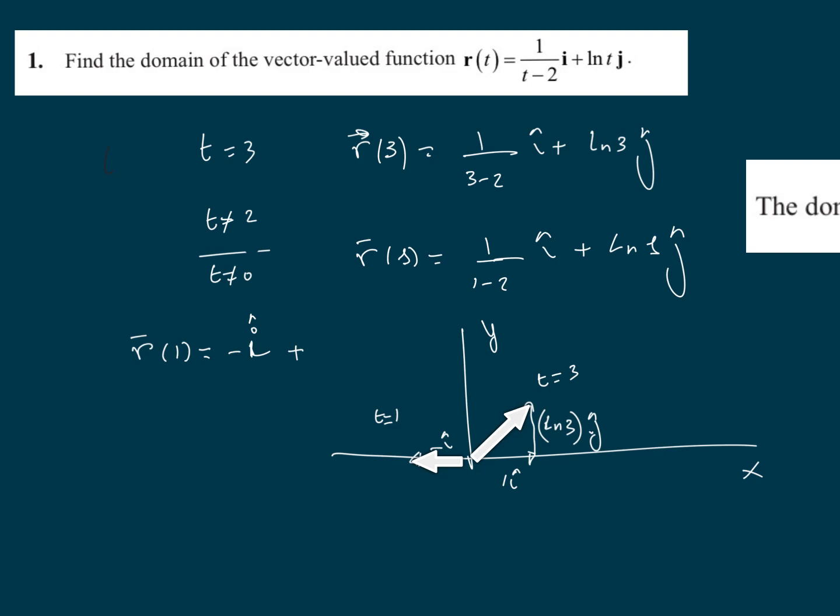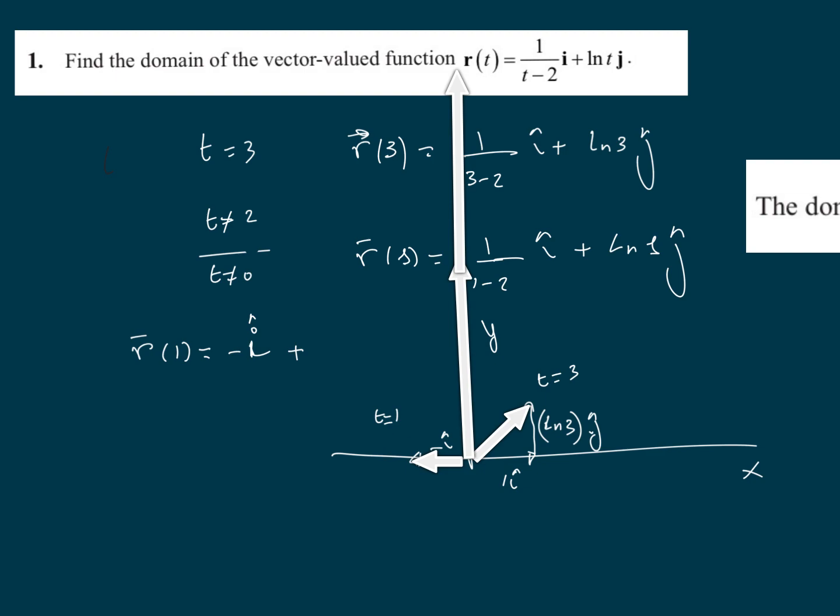What happens when t goes to infinity? When t is very, very large, 1 divided by infinity is 0, and the natural log of something very big is something very big. So the vector r at infinity will be 0 for the x component and very big for the y component. So the vector would be something like this, only j component. Okay? Very, very large vector.